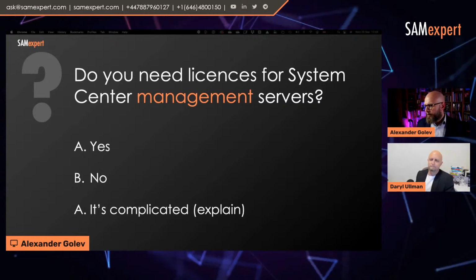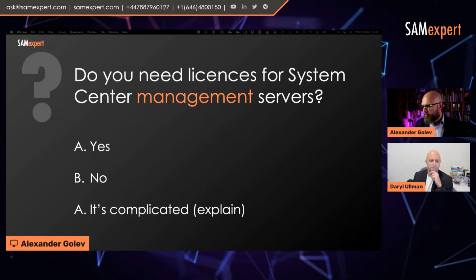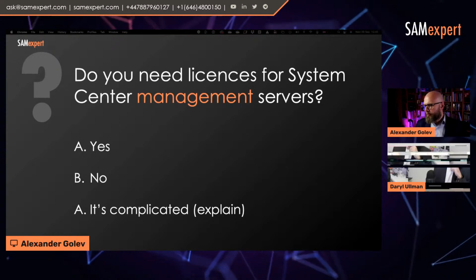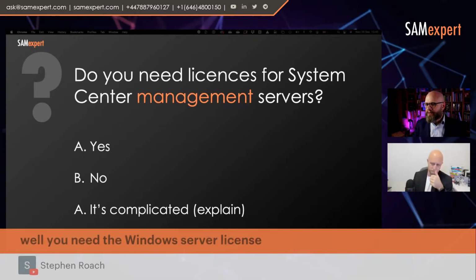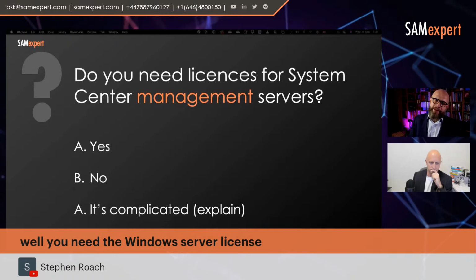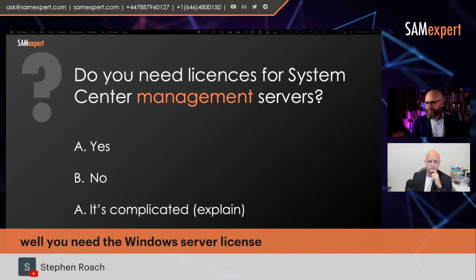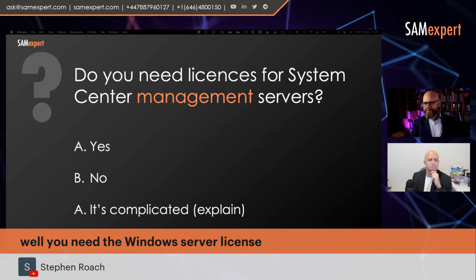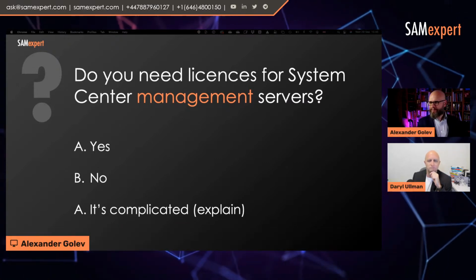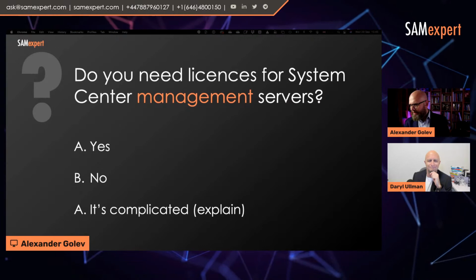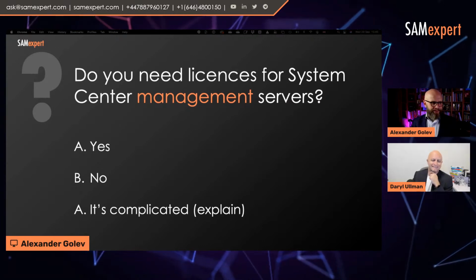Good. Steven gave a very good answer. Yes, you need Windows Server licenses. That's what I wanted to see. But the correct answer is, just for System Center itself, no, you don't. Very well. Good job.